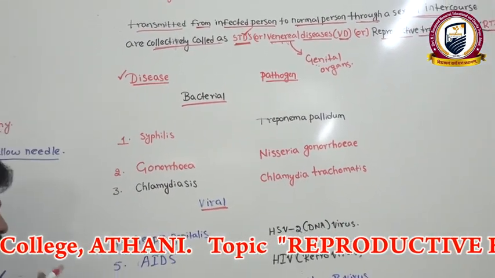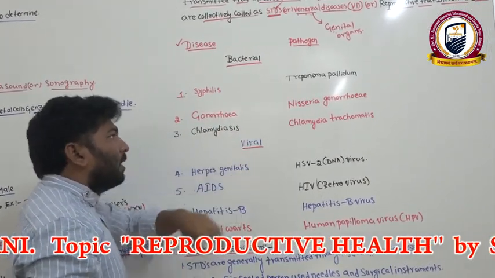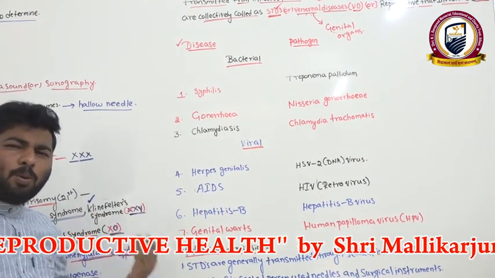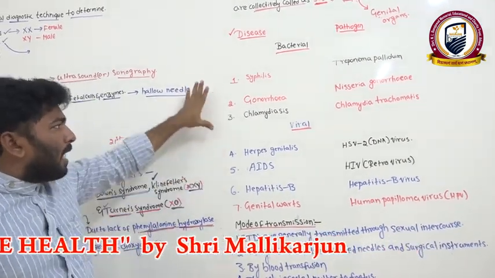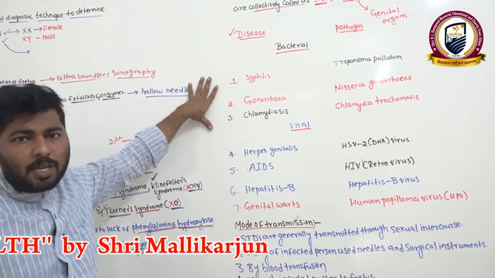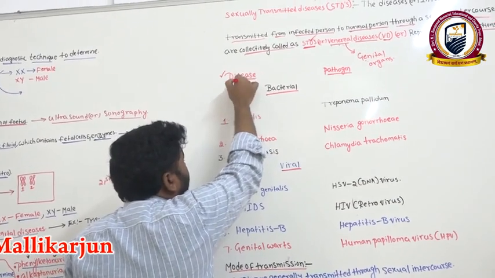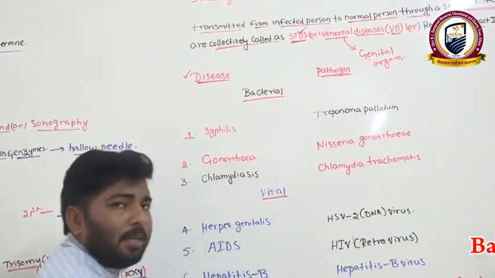Now we'll discuss in our chapter whatever diseases they have given, only those I have written here, because some more extra diseases are caused even by protozoa. But I did not mention those because, as per our NCERT syllabus, I am explaining only those. Now we can see the name of the disease and the pathogen which causes it.